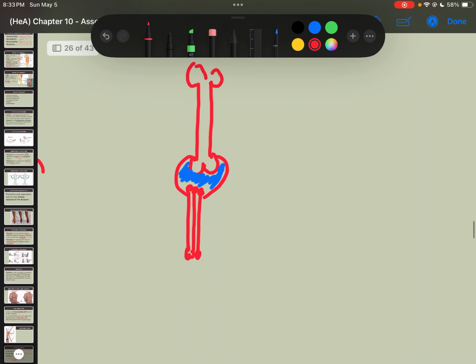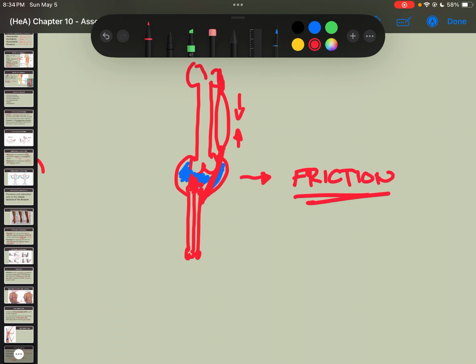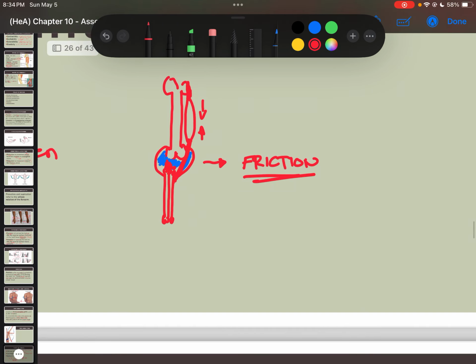Now, as the muscle contracts, this is our muscle, our biceps, with its origin and its attachment, which attaches to the ulnar attachment. When this muscle contracts, obviously your bones will touch each other, and when they touch each other, class, it will create friction.